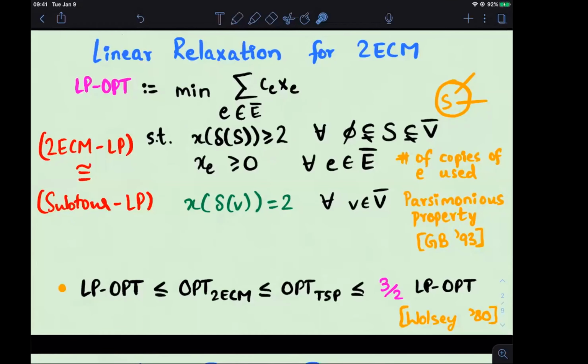And as you can see, if you write this LP out, it looks the same as the well-known subtour elimination LP for TSP. That's why I've written that both these LPs are identical. That's the close connection between 2ECM and TSP. The fractional versions are the same. Here's a celebrated result known as the Christofides algorithm, which gives a 3/2 approximation for TSP, and it also implies a 3/2 bound on 2ECM. Wolsey gave a polyhedral analysis of this result, so this is what I've written here.